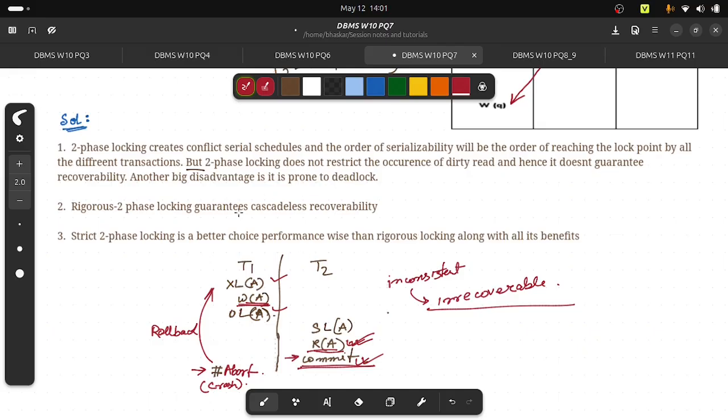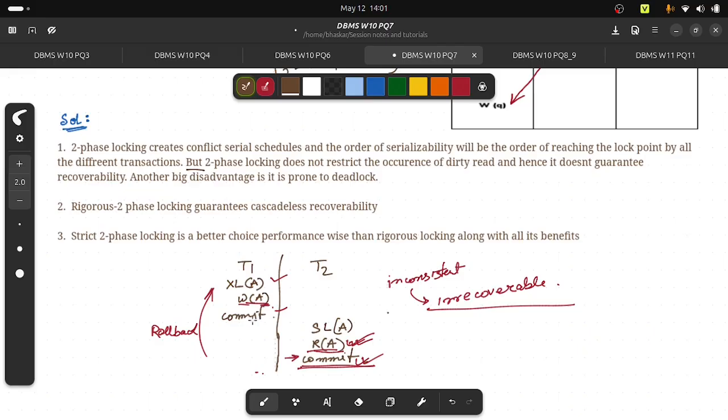But rigorous two-phase locking guarantees cascadeless recoverable schedules, because what rigorous two-phase locking does is it simply says that you commit before you unlock. So before T1 is unlocking, it will directly commit. Write whatever you want to do and then commit. According to the rigorous two-phase locking protocol, you don't unlock first, you simply commit first.